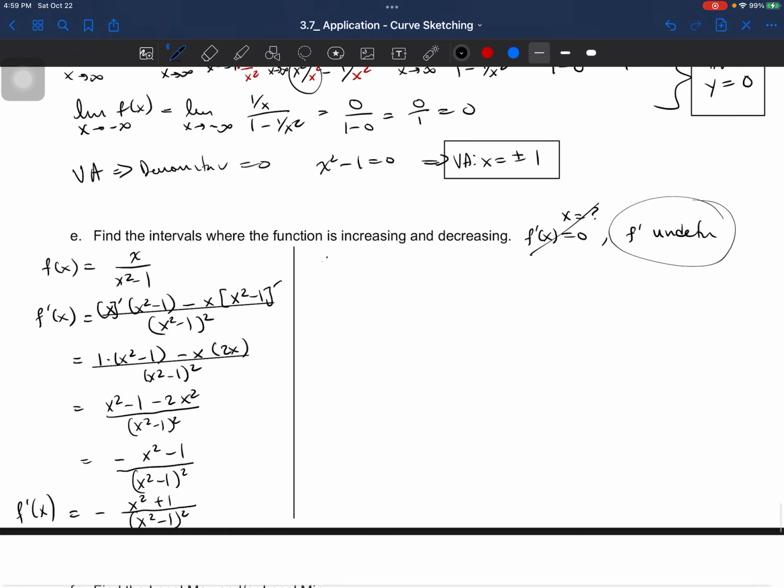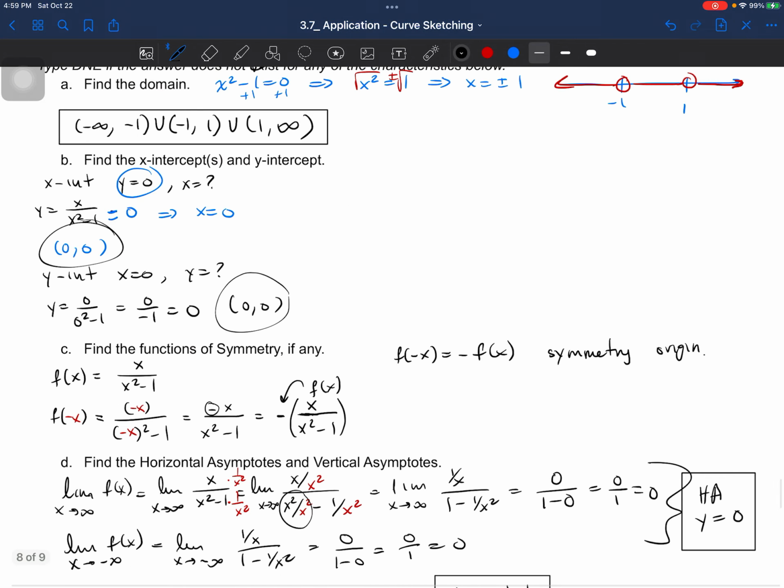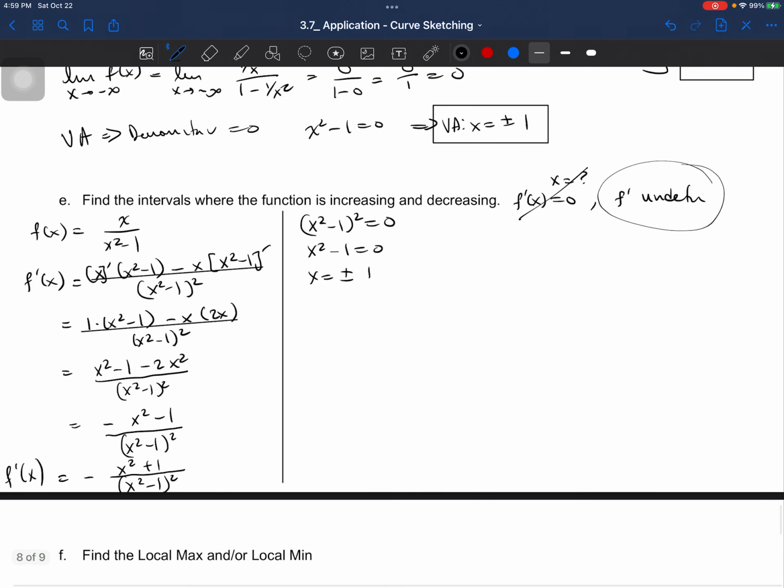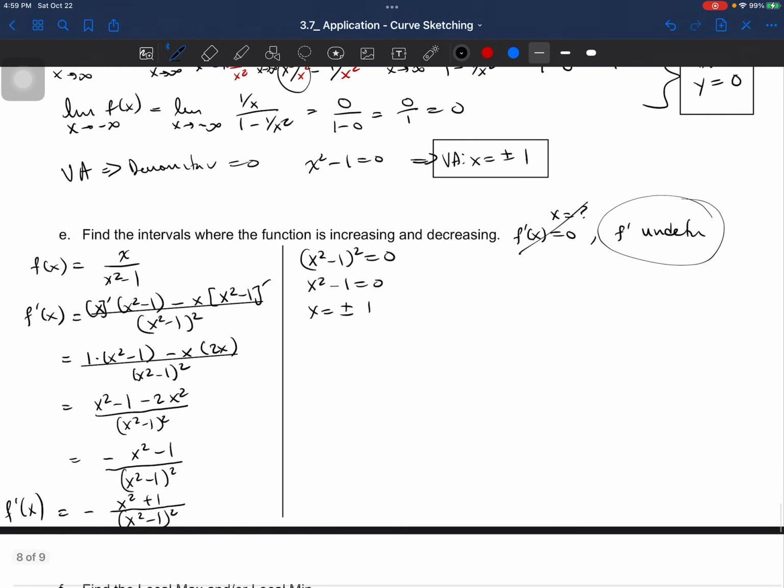When can this be undefined? This will be undefined whenever the denominator is 0. So let's take the denominator and set it equal to 0. We've done this so many times already, right? The only way that this is going to be 0 is that you're squaring a 0 number. So we're saying that x squared minus 1 has to be 0 in order for this to be 0. But we already did this before, right? This is going to be the case where x equals plus or minus 1. We did that problem right here.